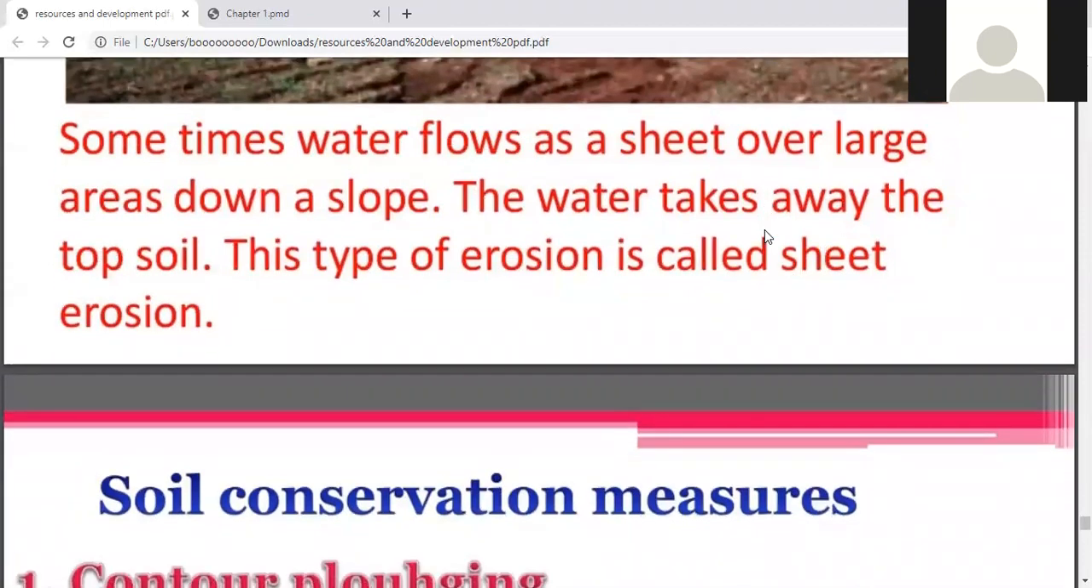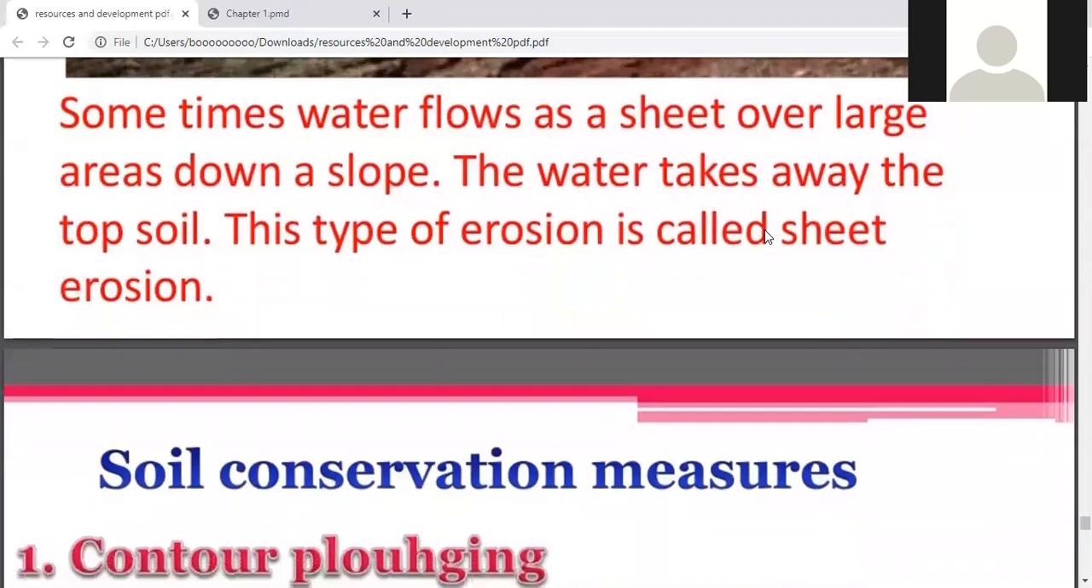As a result of sheet erosion, what happens? The fertile topsoil is eroded. The fertile part of the soil, that is the topsoil, gets eroded.